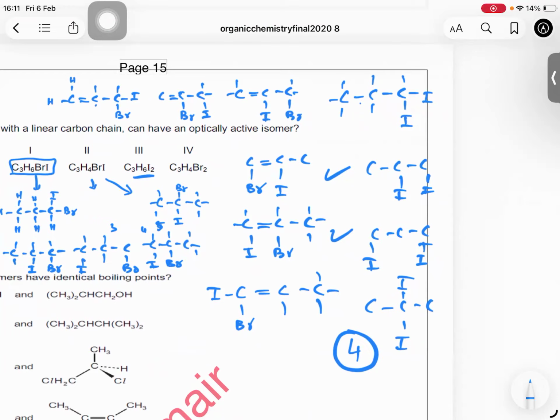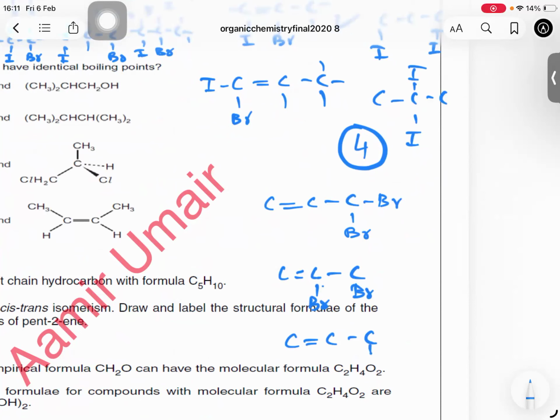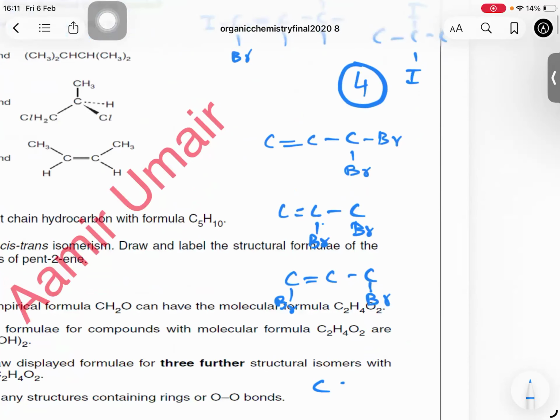Another one: C3H4Br2. Again, there are 2 Br here, 1 Br here and 1 Br here, and then again 1 Br here and 1 Br here, and the last one where both Br are at the terminal carbon.